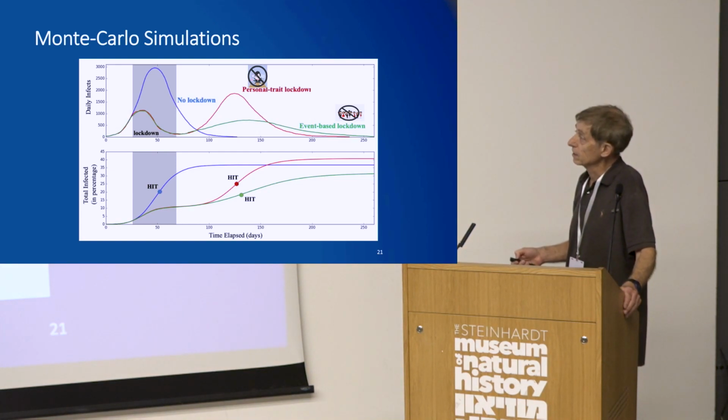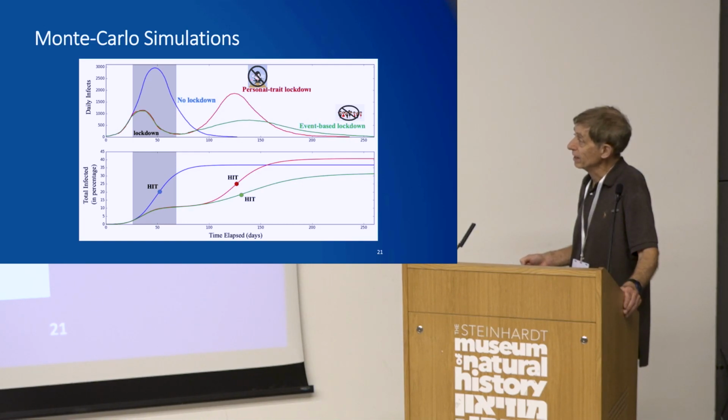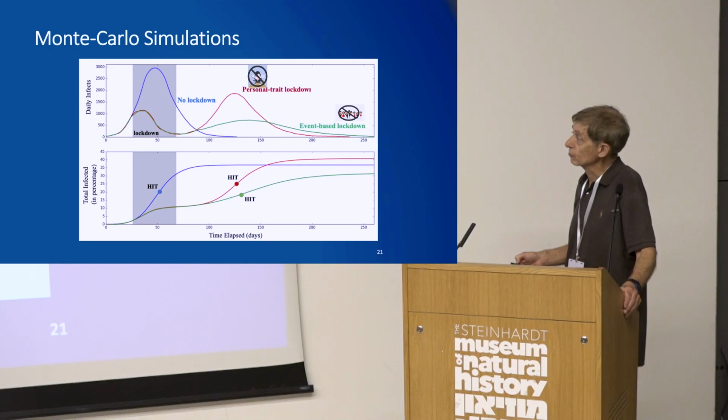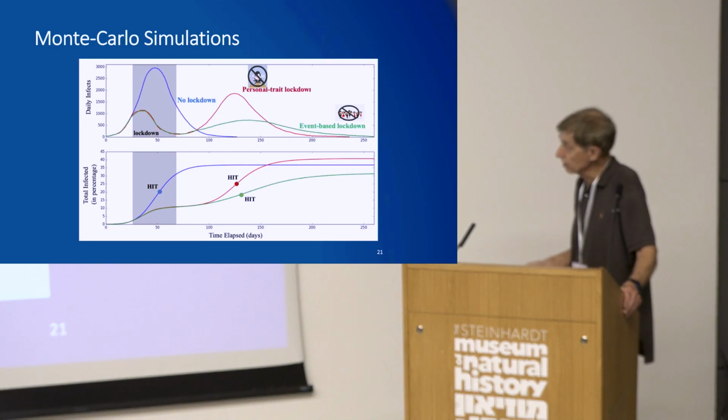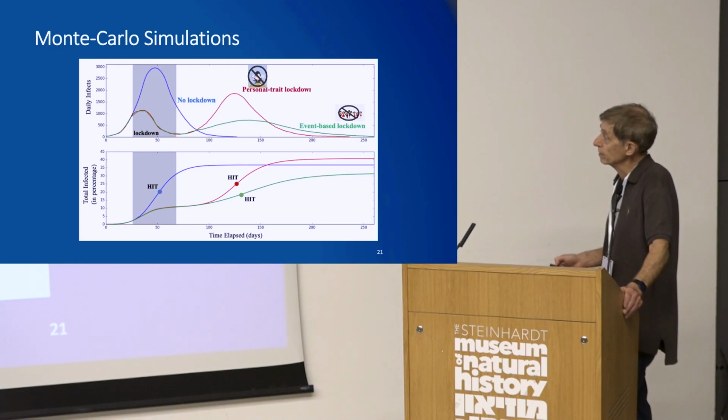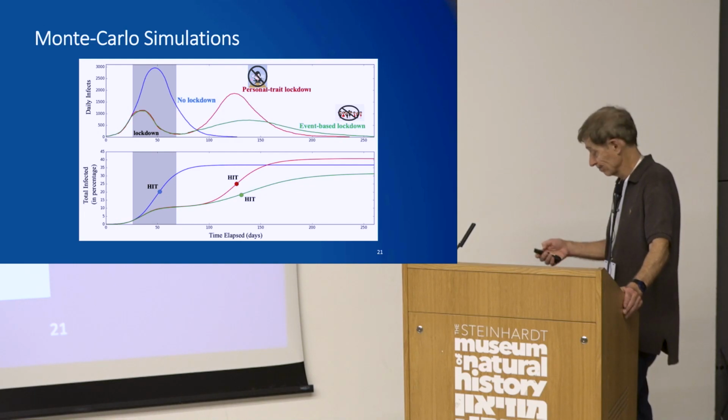If you want to see the number of infected, we took here a simulation. The blue line shows the number of infected along the pandemic without lockdown. Here we took two types of lockdowns, one on personal trait, one event-based. We made them equal along the lockdown. But then what happens after the lockdown? The personal trait lockdown brings a lot of infected persons. The event-based one brings much less. And if you count the total number of infected persons, no lockdown is the blue, the red one is here, and the green one is here. One does good, one does worse.